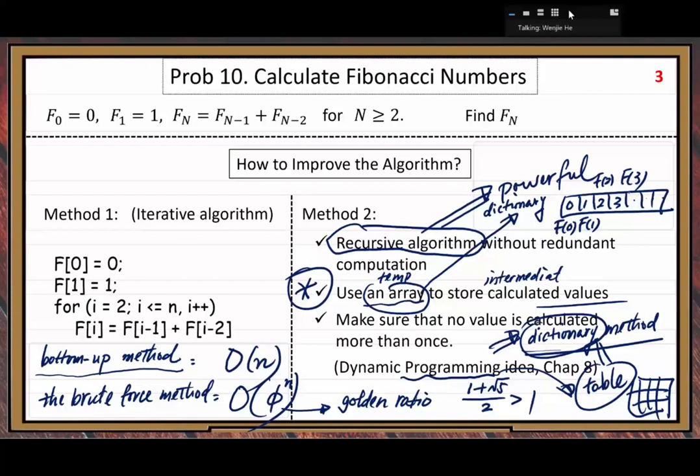In this way, you can guarantee you always calculate one particular Fibonacci number only once. Never more than once. That's the essence of dynamic programming. You always calculate the same number once, never more than once. That's the essence of dynamic programming.